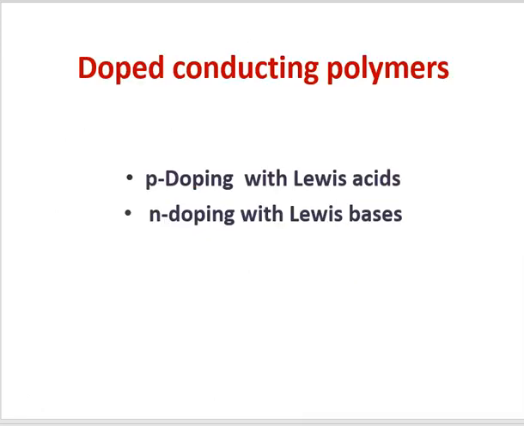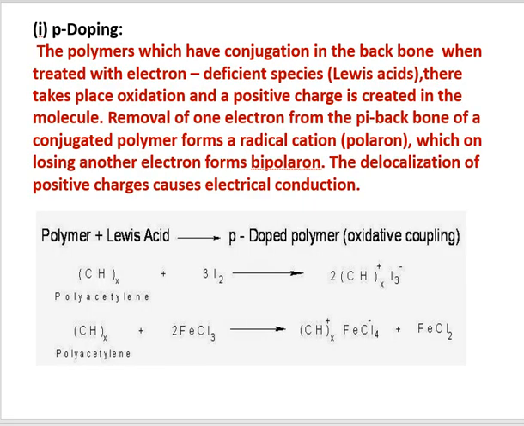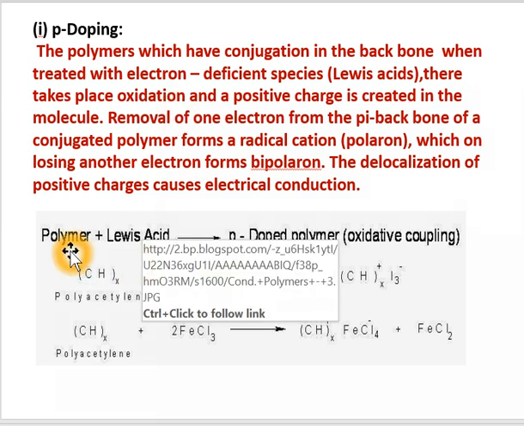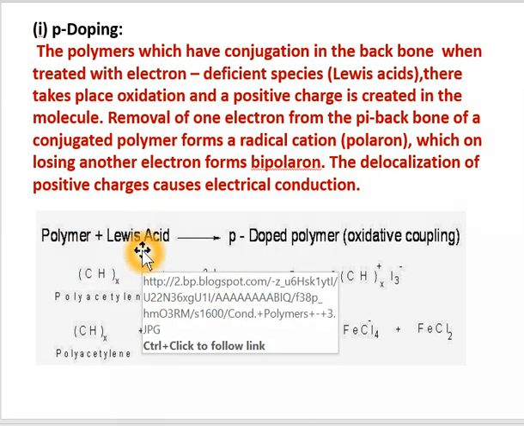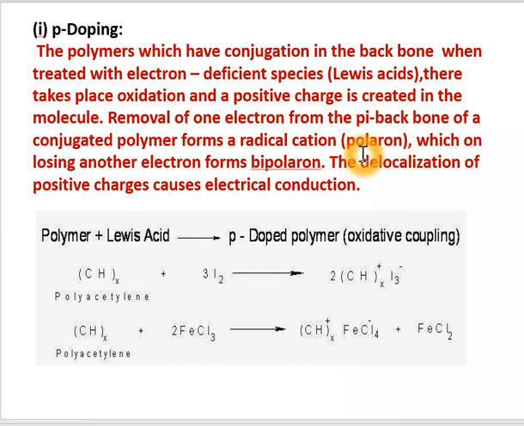Now we'll come to the topic doped conducting polymers, a qualitative treatment. So there are two types of doping that we can see. One is called the p-doping with a Lewis acid. The second one is an n-doping with the Lewis base. So what is the p-doping? The polymer reacts with the Lewis acid to form a p-doped polymer and an oxidative coupling happens.